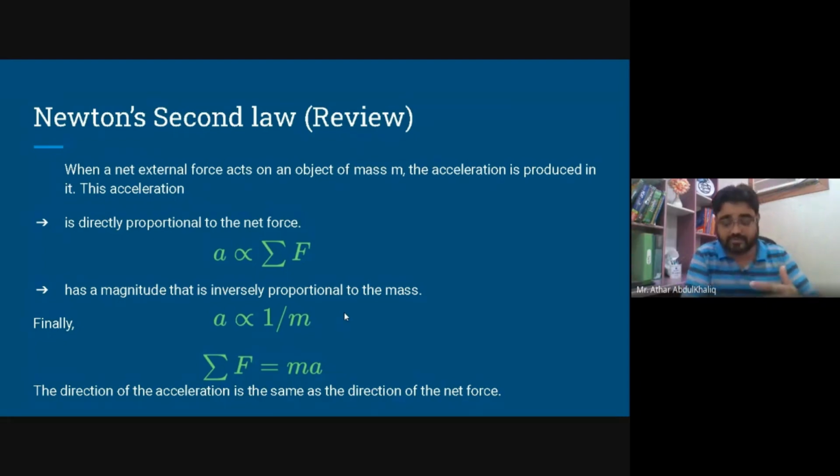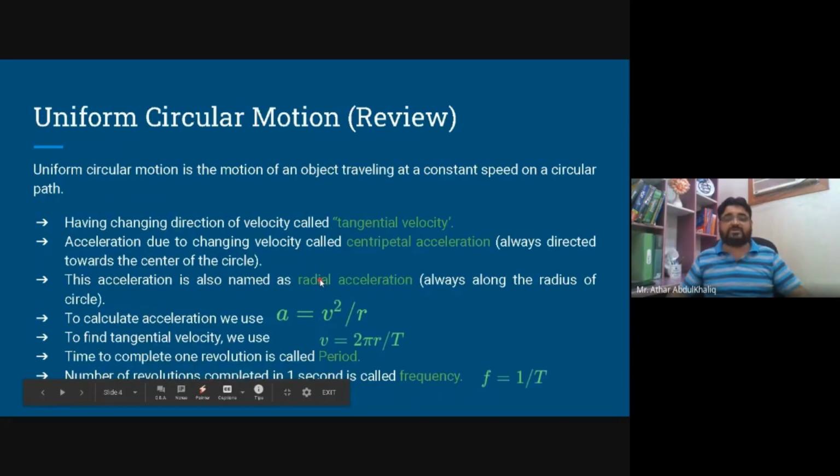Now this thing you have to keep in your mind. I'm repeating one more time. According to Newton's second law, F is equal to ma. F and a are attached to each other. If force is there, acceleration is there. If acceleration is there, it means there is a force. Both force and acceleration are always in the same direction. Review of the first topic.